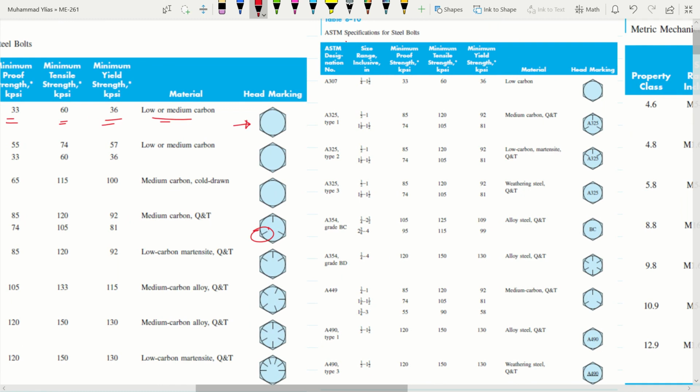Then come the ASTM designations. In numerical problems, you may find that it's written A307, A325 type 1, A325 type 2, A325 type 3. Depending upon this number, you come to the applicable table and identify the values which will be required to solve the numerical problems. And once again, for ASTM designations as well, the grades are marked on the bolt heads.